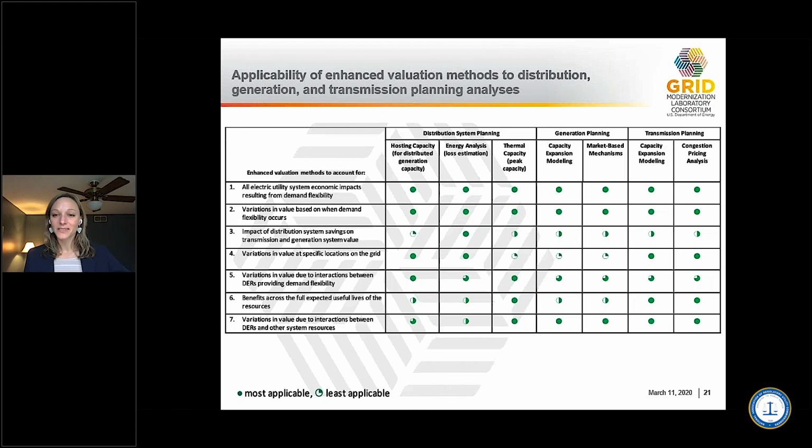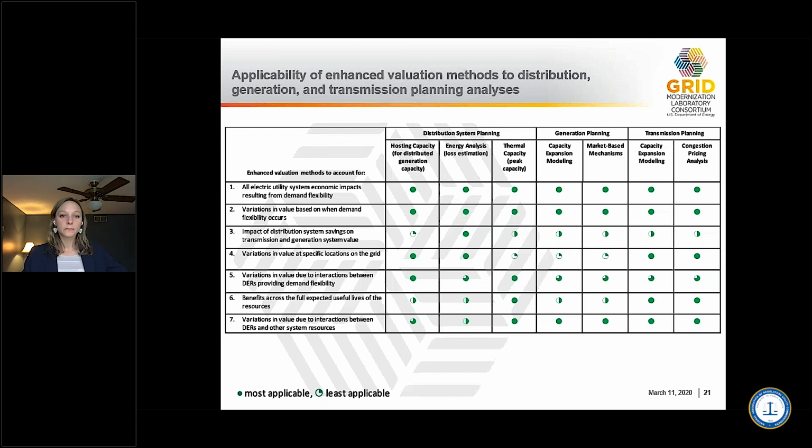And I'm not going to go over each one of the cells in this slide, but I do want to highlight that there aren't any empty cells in this chart. The enhancements that I discussed, in particular the variations in value based on when demand flexibility occurs, which is that second row, and the enhancement in valuation due to interactions between DERs providing demand flexibility, which is the fifth one that I talked about, are very applicable to both distribution system planning, which is the first three columns of this chart, and generation planning, which are the next two, and transmission planning, which are the last two.